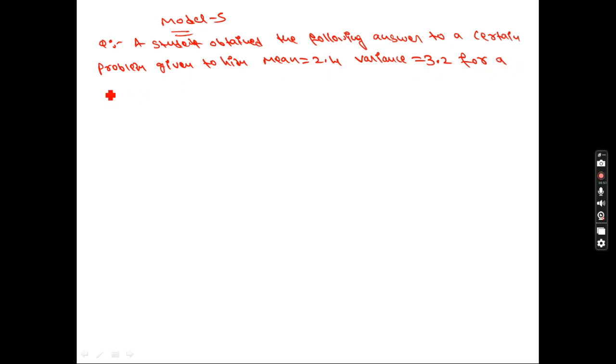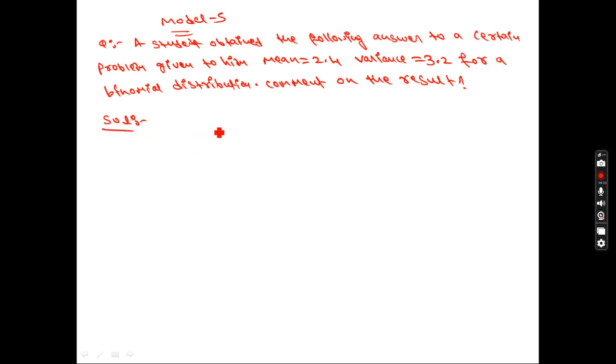For a binomial distribution, comment. So it is asking to comment on the result. So what is the answer you are getting? The result we have to comment on. This is an important thing you need to remember. So now the solution, this is model number 3, short answer.